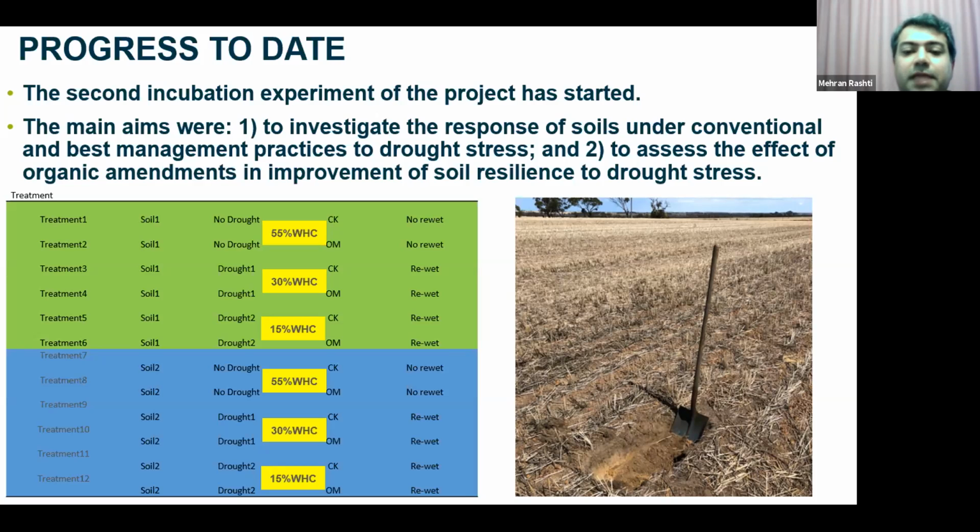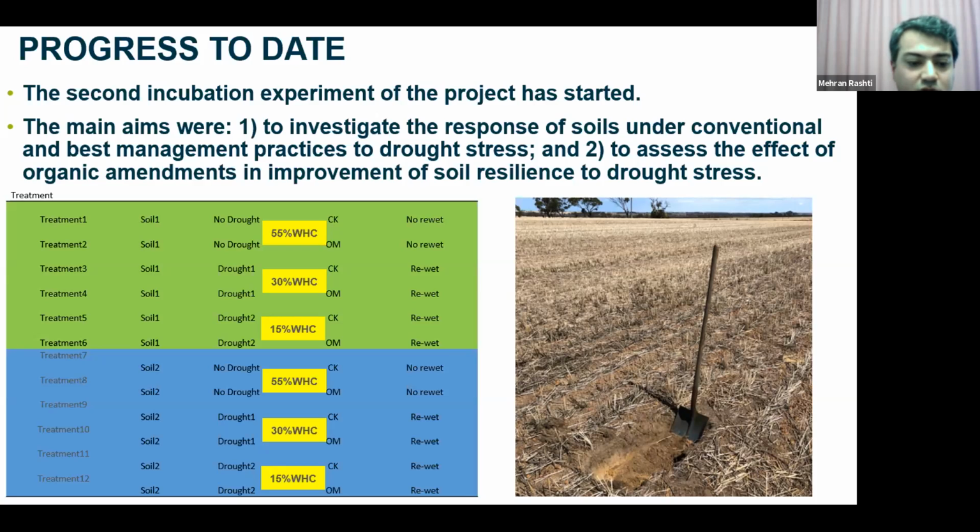And we also asked them to provide us with the local organic matter that they apply into the system. For example, here they use wheat stubbles. So they provided us with wheat stubbles. We try to basically put together another incubation experiment to look at the effect of drought and resilience in soils to drought under best management and conventional systems, and what happens if we add organic matter to the systems, how it will affect the process. So we used 2 different drought levels in this experiment.